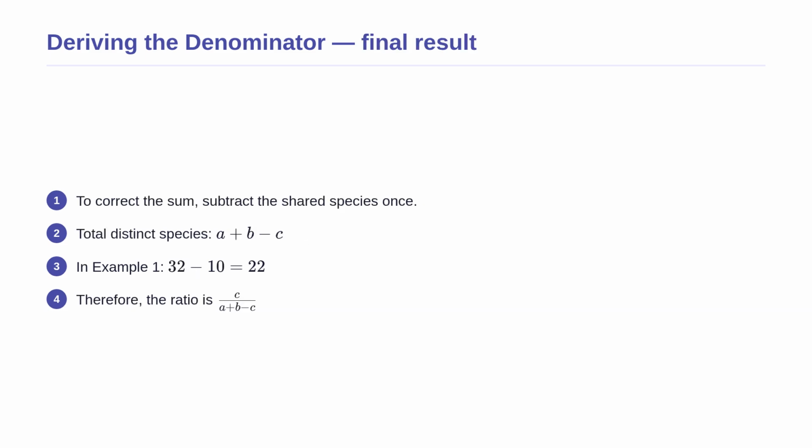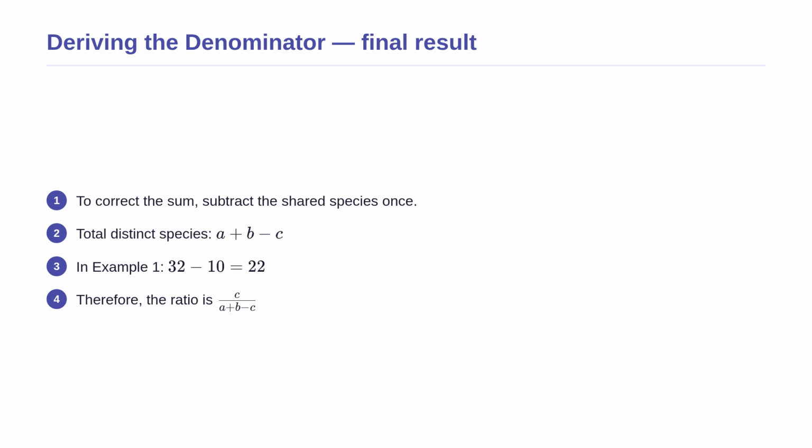Continuing our derivation, we must correct our preliminary sum. Since the shared species were counted twice, the mathematical reasoning is simple. We must subtract them exactly once. This gives us the expression A plus B minus C. In our fish example, we took the sum of 32 and subtracted the 10 shared families, leaving exactly 22 unique families in total across the entire Northern Hemisphere.